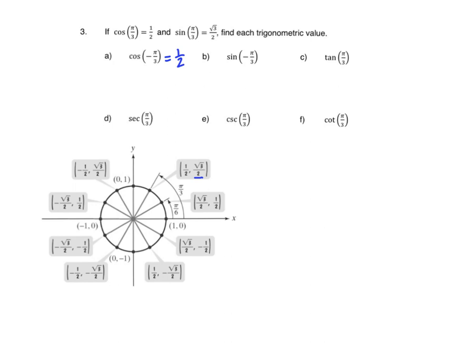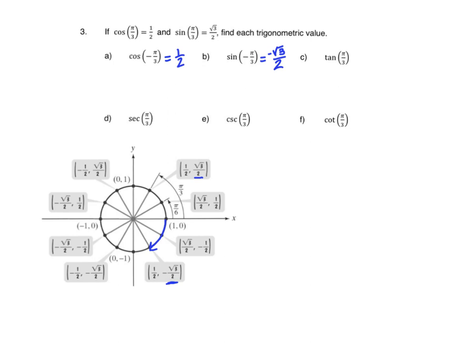If we go to negative pi over 3, so again, we're going 60 degrees clockwise, and we see that the y value there is negative radical 3 over 2. So because it's an odd function, when you put opposites in, you get opposites out. Cosine is an even function. When you put opposites in, you get the same thing out.